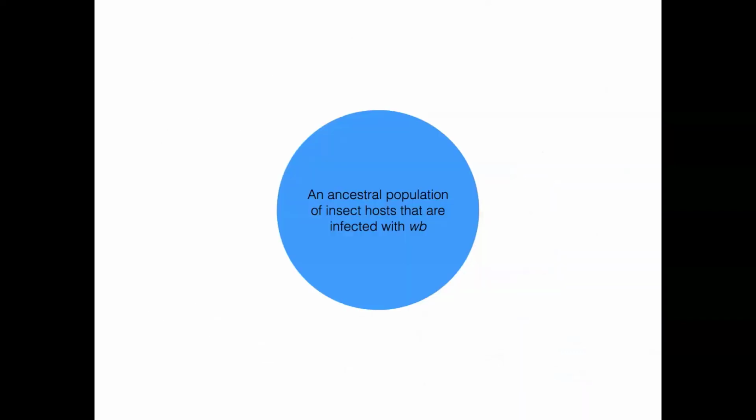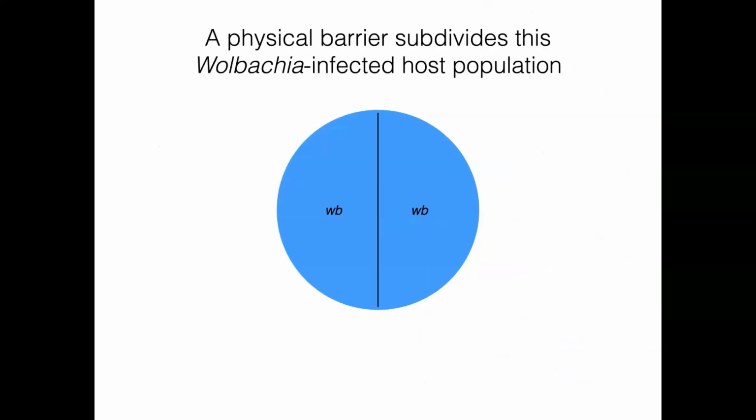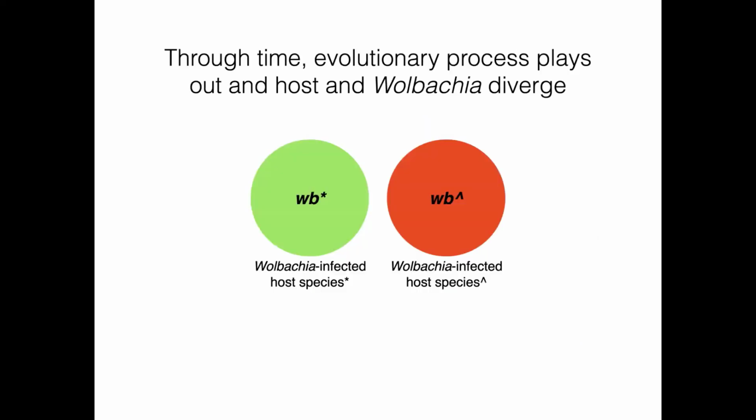Just to be clear about this, we could imagine an ancestral population of insect hosts that are infected with Wolbachia. Think about this just like we would the process of speciation and the evolution of reproductive isolation. Perhaps a physical barrier subdivides this population. In that moment, on either side of this barrier, you have the same, on average, genetic variation in both host and Wolbachia. But through time, evolutionary processes can play out. Host and Wolbachia diverge. We come back and sample these, and now we have two infected sister species. Both carry Wolbachia that their common ancestor had. They're now different Wolbachia that we would give different names, but they've been co-diverging for a similar amount of time.